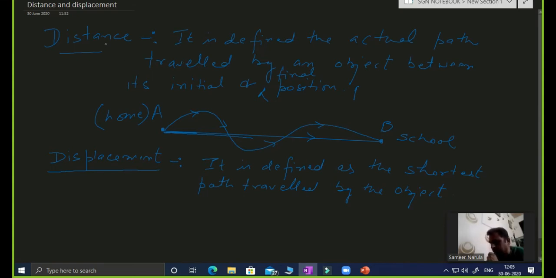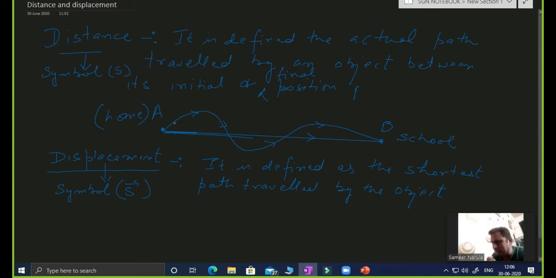First of all, I try to give you the symbol for distance. Usually we take the symbol as S, whereas for displacement we take the symbol as S with an arrowhead. This arrowhead is nothing else than showing the vector quantity, because it's a vector quantity. So direction is very very important.